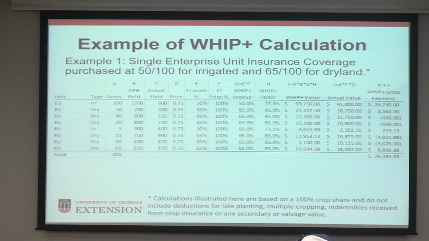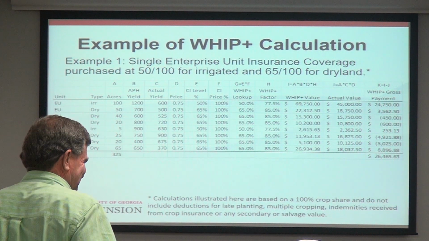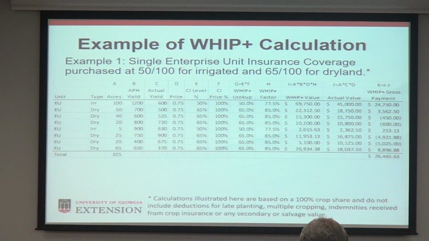So that's what WIP is expecting you would have received as some type of value for your crop. Full value, essentially, that WIP value. The actual value that you did receive, though, is based on your acres and the actual yield that you obtained, again, at that particular price. Everything is evaluated at that crop insurance price. The difference between those two, the WIP plus value and the actual value, is where you get what I call the WIP plus gross payment.